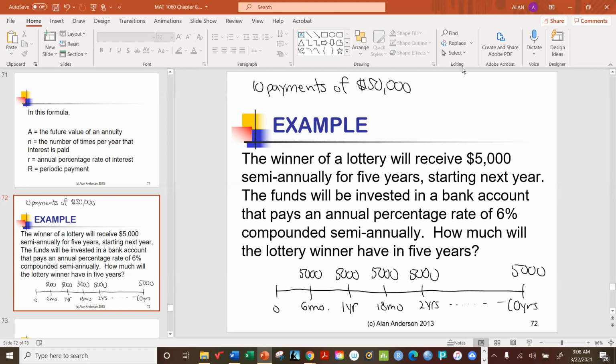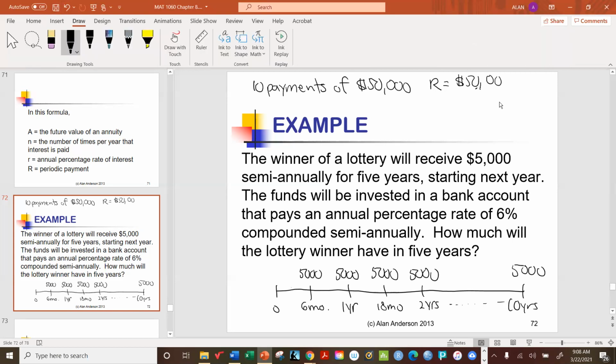Now, the interest is 6%. So by the way, in our formula, this is what we mean by R. Capital R from now on will represent the repeated payment, which is, oh, sorry, I got the wrong thing here. It's not 50, it's 5. We're getting 5,000 every period. And instead, what we're going to call these is semi-annual periods. If these were quarterly payments, then they'd be quarters. If they were monthly, they'd be a month.